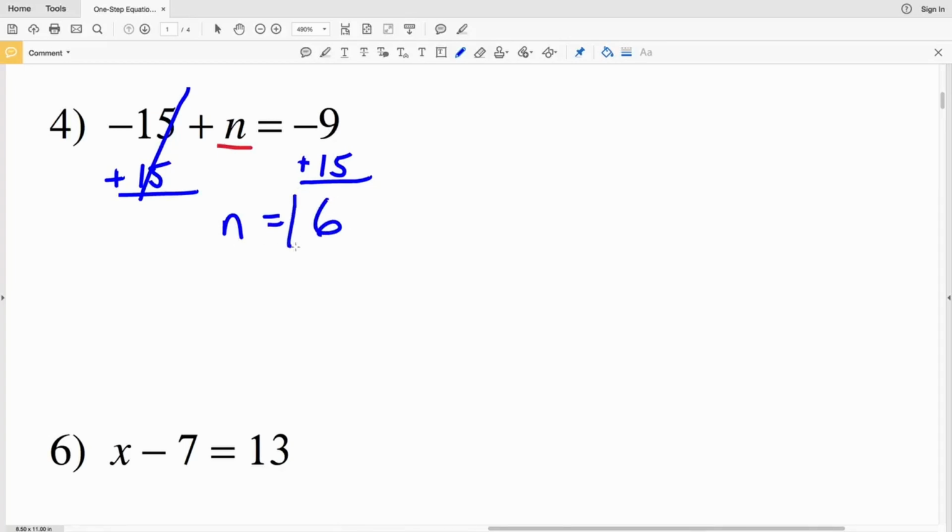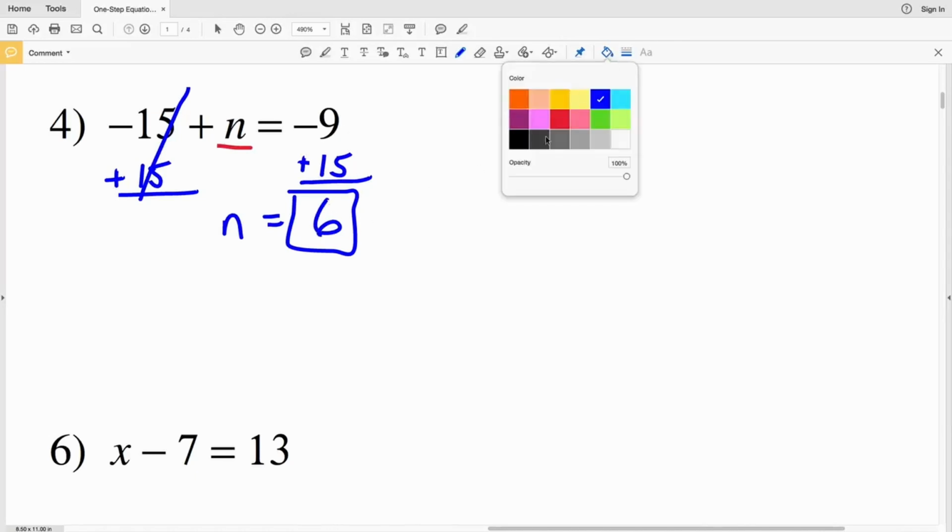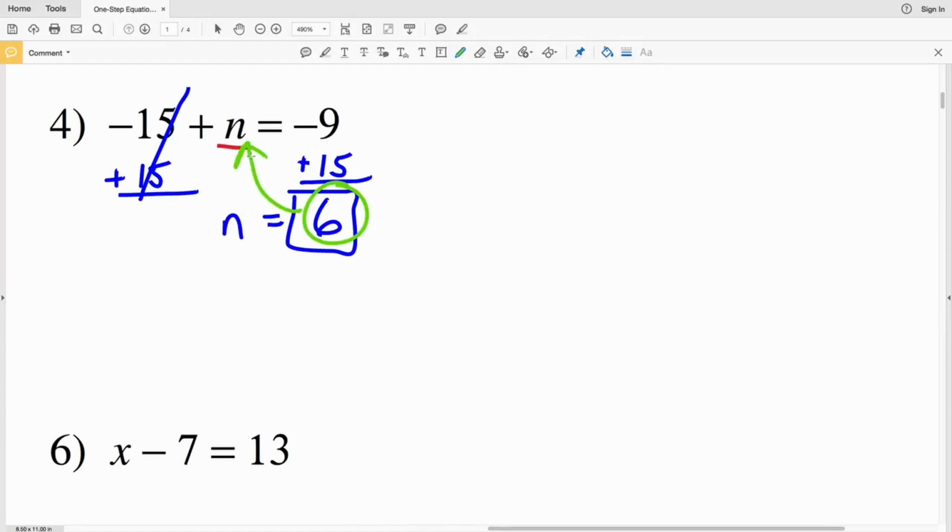So n is equal to 6. And I'll show you a simple way to double check. We know that n is equal to 6, or at least that is the answer we got when we did out our work. So to make sure that our work is sound, we're going to go ahead and take the 6 and plug it back in for the variable n.